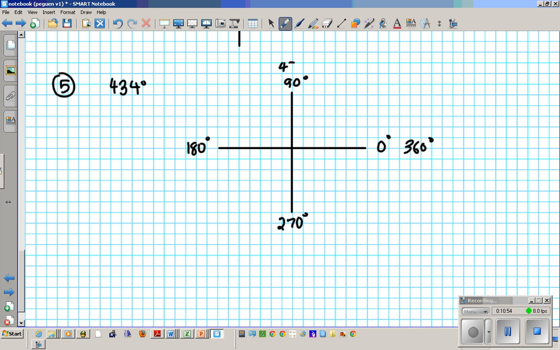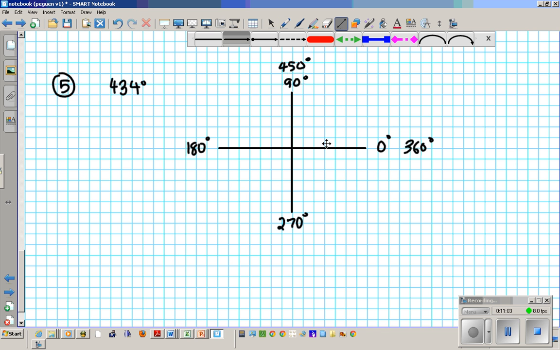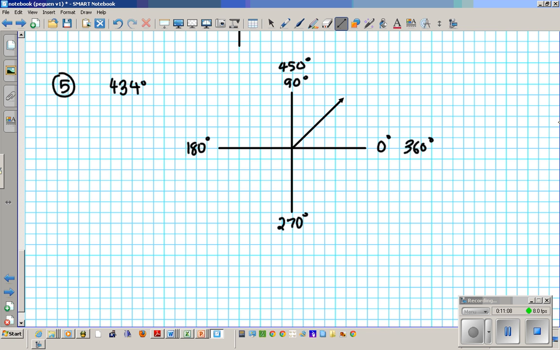So 450. Oh, too big. So stop. We're going to backtrack. It's going to be somewhere here, right? So this is where the angle is going to be. It's going to be somewhere over here. Alright, so how do we graph our spiral to get to this point? Start from 0, went round to 90, 180, 270, 360, bam, right there. See that? That is 434 degrees. What quadrant is this in? It's in quadrant 1. Okay, so that's that for the first part of the notes.